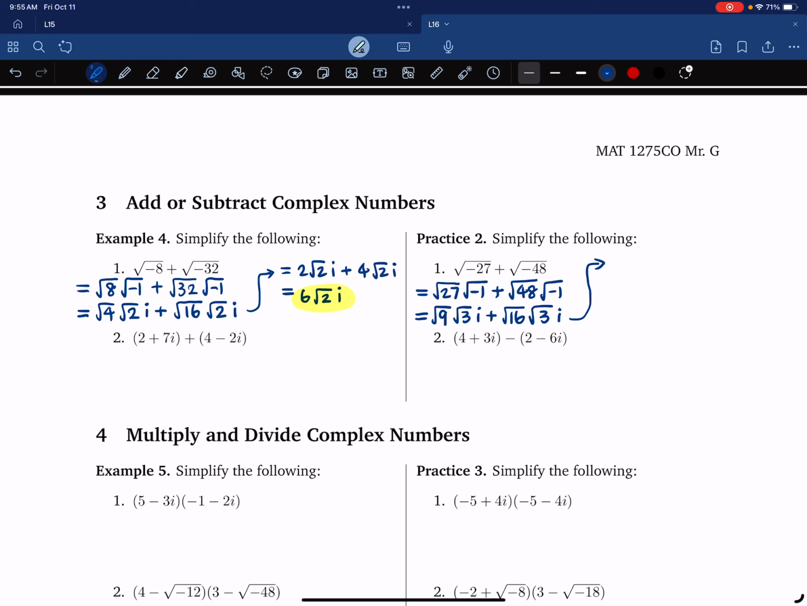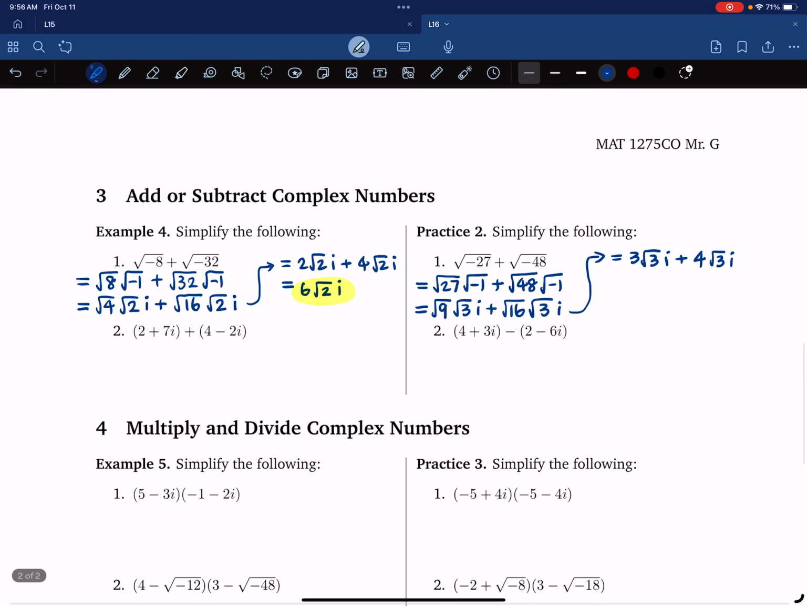Keep going. The first one, square root of 9 is 3, and then you have radical 3 i. Plus square root of 16 is 4, and then radical 3 i. And now we can combine these two because both of them are purely imaginary and they have the same radical parts. Combine them, we get 7 radical 3 i. And let's box this.